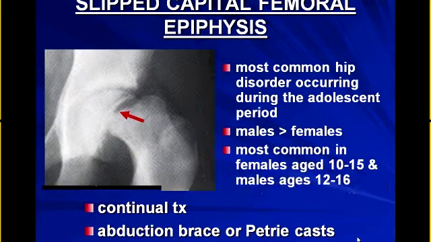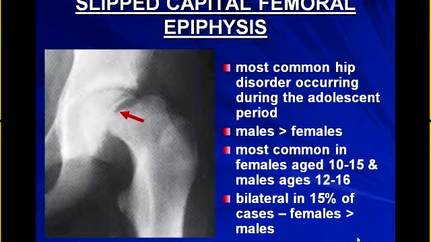Slipped capital femoral epiphysis is now considered a growing problem. Again, there is no known cause, but there certainly has been an association of this problem with children who are obese. It is the most common hip disorder occurring during adolescence. It is slippage of the femoral head off the neck, so it's a slippage at the growth plate. That slippage will continue either until the adolescent reaches skeletal maturity, so it will fuse there, or until there's surgical intervention. The slippage actually happens during the growth spurt, hence the adolescent period.